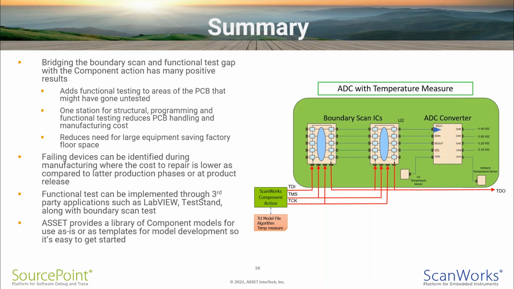Failing devices can be identified during manufacturing, where the cost to repair is lower as compared to latter production phases or at product release. Functional tests can be implemented through third-party applications such as LabVIEW, TestStand, again, along with your boundary scan tests. And Asset provides a library of component models for use as is, or you can use them as templates for your own model development. So it's very easy to get started.